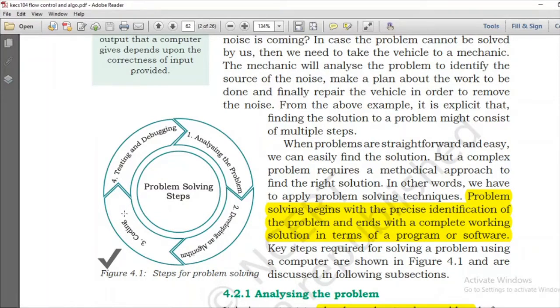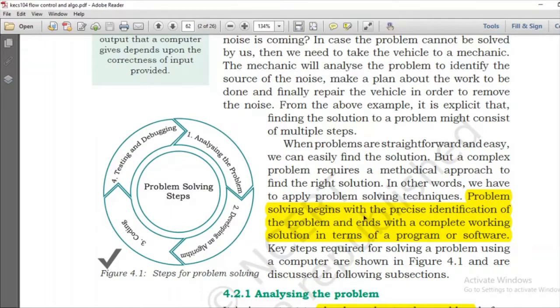What is coding? Coding is giving a source code or a set of instructions to the computer by using any programming language, and then you test and debug. Testing and debugging means you find any error, or you check whether the coding which you have done is performing correctly or not. So this diagram is very important. You can get a direct question on this problem solving.